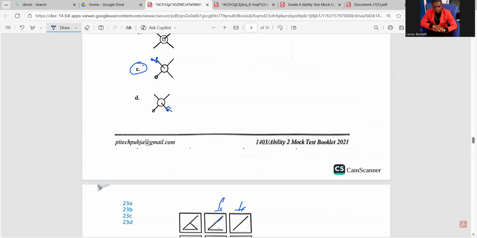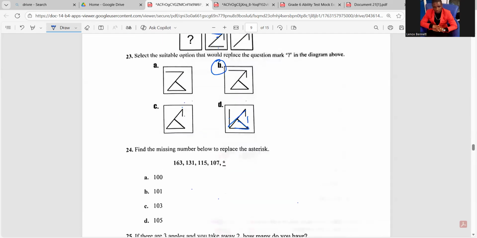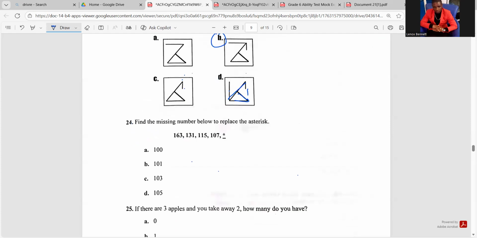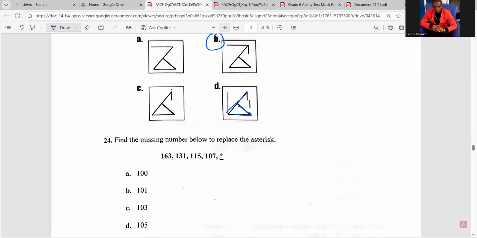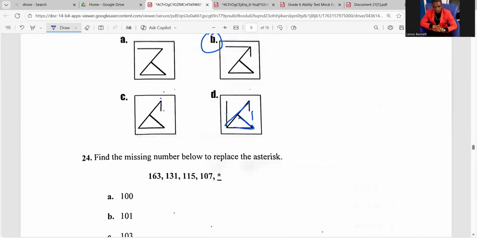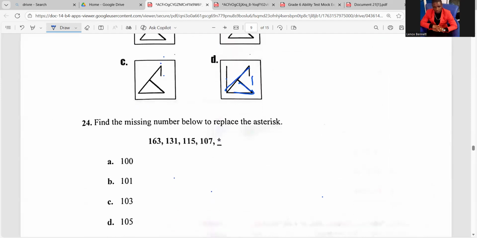Let's move on to 23. No, 24. We're at 24 now. Sir, I lose it, guys. It says, find the missing number below to replace the asterisk. What number would you put there? Is it 100, 101, 103, or 105? Have fun with this one. This one can be a little bit tricky as well. But I know you guys will figure it out.